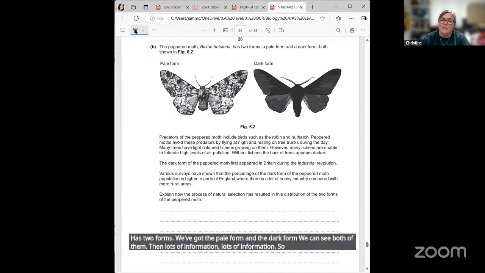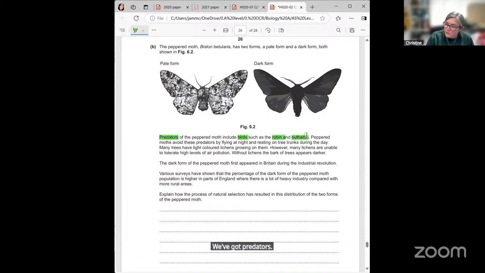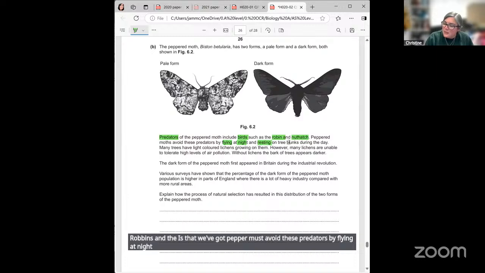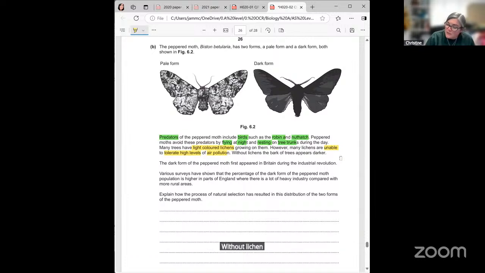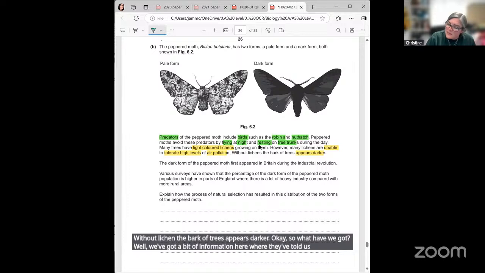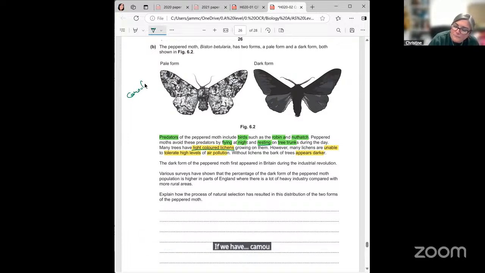It's really important when you're going through this that you are looking at the information they've given you. We've got predators: birds, robins, and the thrush. We've got peppered moths, which avoid these predators by flying at night and resting on tree trunks during the day. Many trees have light colored lichens, so I'm just going to switch colors. We have light colored lichen growing on them. However, many lichens are unable to tolerate high levels of air pollution. Without lichen, the bark of trees appears darker. Okay, so what have we got? They've told us that the moths like to rest on the trees, and they are light colored. So if we have camouflage, I've got to think this one through.